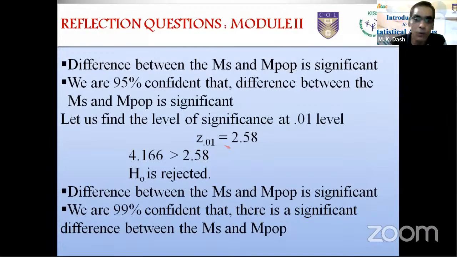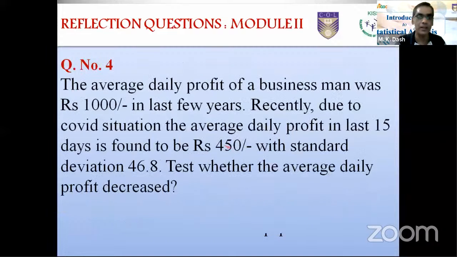At both levels, you will find that there is a significant difference between the sample mean and the population mean. Here we are 99% confident that there is a significant difference between the sample mean and population mean. Only a 1% chance we are taking.